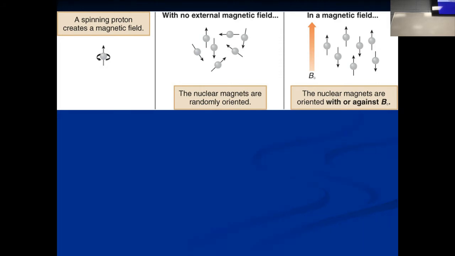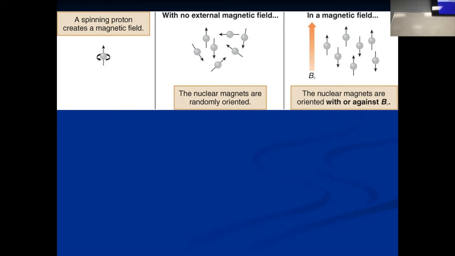Now, if I take this sample of protons and place them in a magnetic field, which physicists, for whatever reason, call B0, so I'm placing them in the MRI machine, and the MRI machine has a big magnet, you will find that they no longer orient randomly. They can either align with the magnetic field or oppose it. That's it. It's quantized. It can't be halfway in between or somewhere. It can't be random anymore.